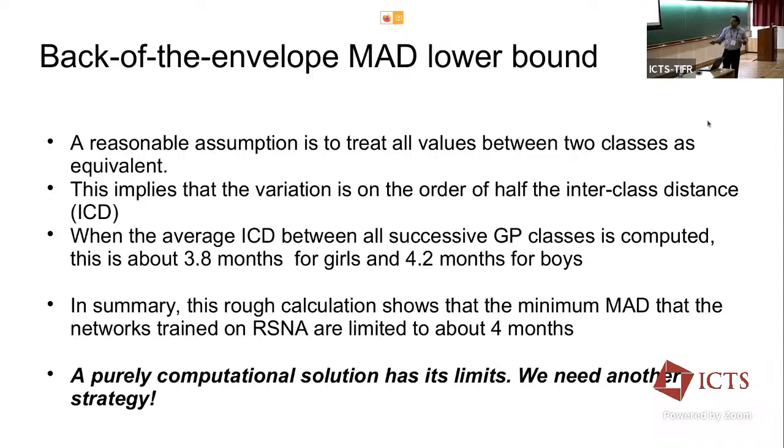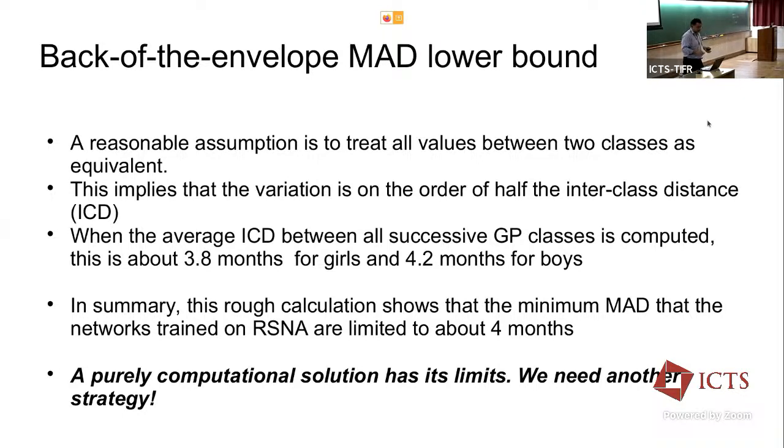Okay, so a purely computational solution has its limits, namely 4 months. We need another strategy. What are we after? We are after being able to describe for individuals what is the best prediction you can make for individuals, not for the population itself. So if you're limited by your MAD to about 4 months on a population scale, how can you do better at an individual scale? At an individual level, you need to be able to do better. How do you do that?